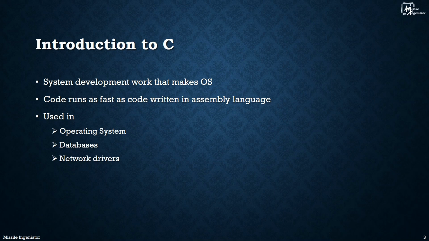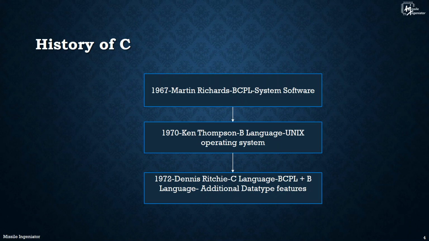Introduction to C: why do we need C? C is a system development language which is used to make operating systems. The code runs as fast as assembly language. The basic use of C is in operating systems, and also in databases and network drivers. These are the areas where we use C programming. Whoever is new to C can learn the basic fundamentals of programming, as C is an easy-level programming language.